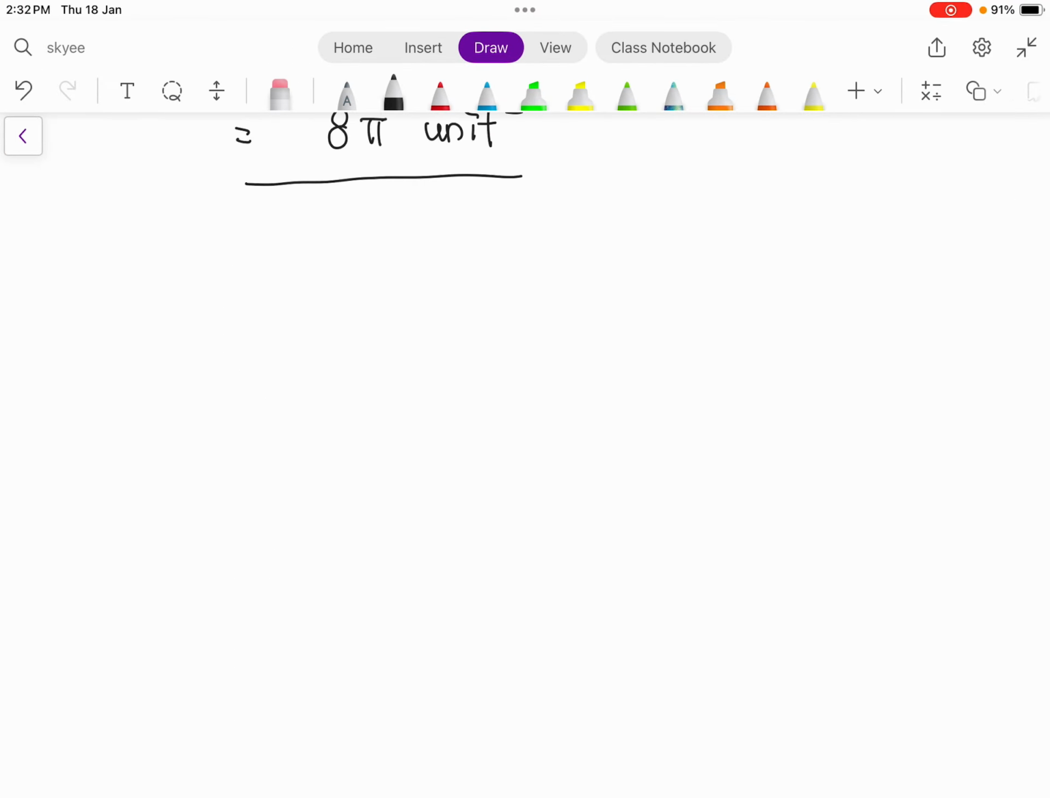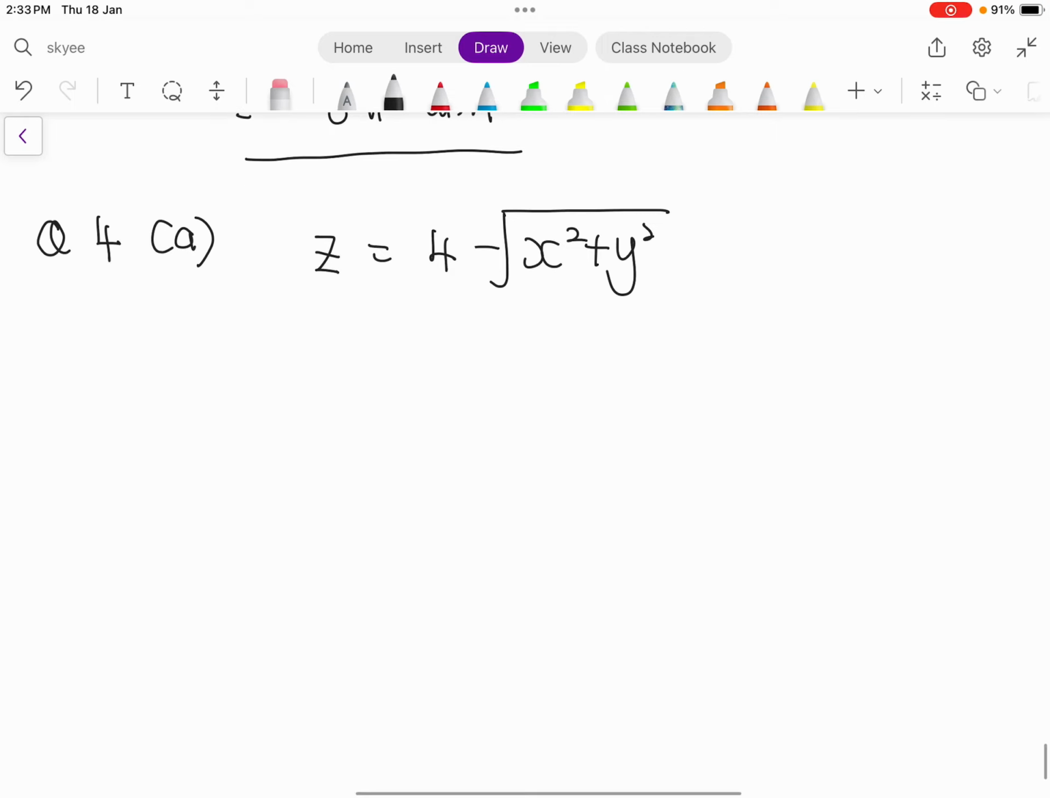So we go to question 4a, part A1. Like I mentioned, it is the surface integral of a vector field. The equation is given, it is a cone. The equation of the cone is this, and it is also bounded by the plane z equals 0.